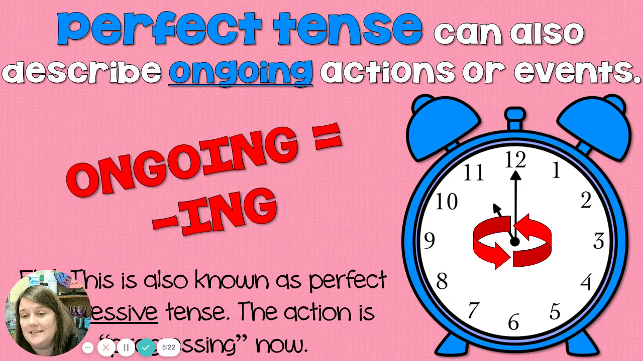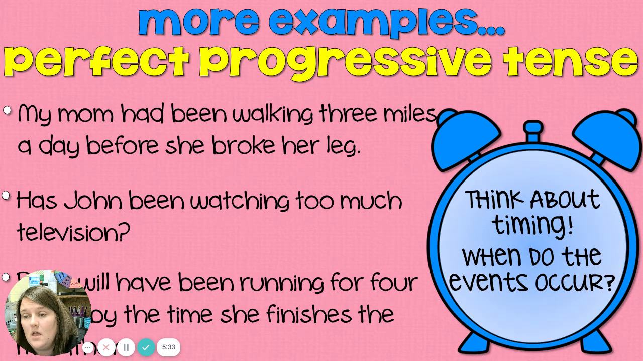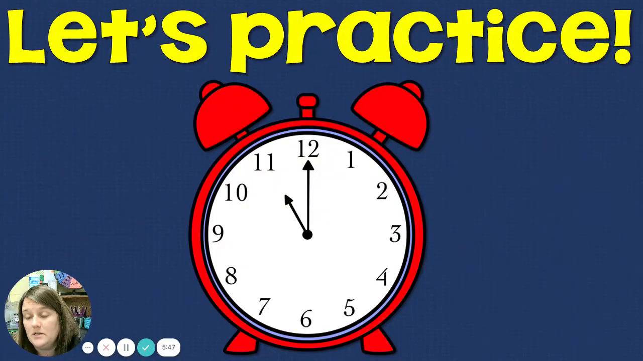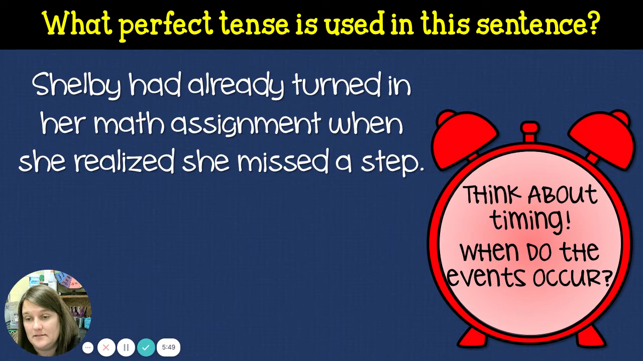All right. Perfect tense can also describe ongoing actions or events. Okay. If you have an ing on it, then that would be that progressive tense. Some more progressive tense ones, which we really won't dive really deep into this year. We're really going to look at past, present, and future. My mom had been walking 3 miles a day before she broke her leg. Has Sean been watching too much television? Okay. So let's practice identifying some of these, okay?